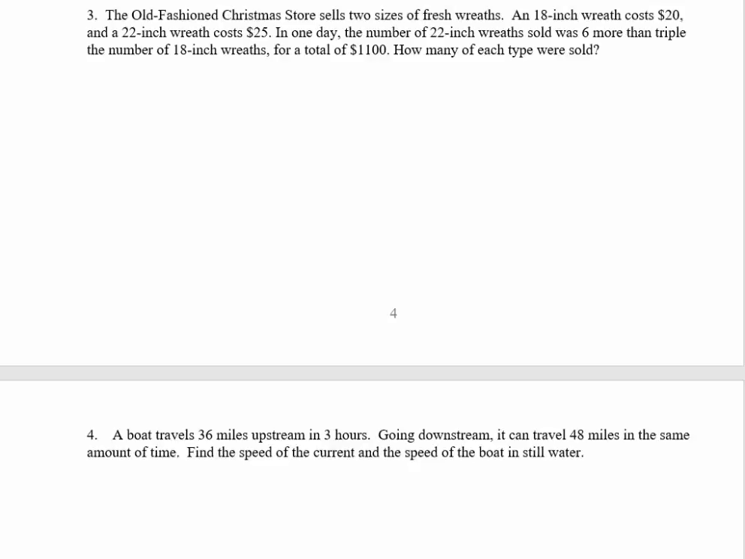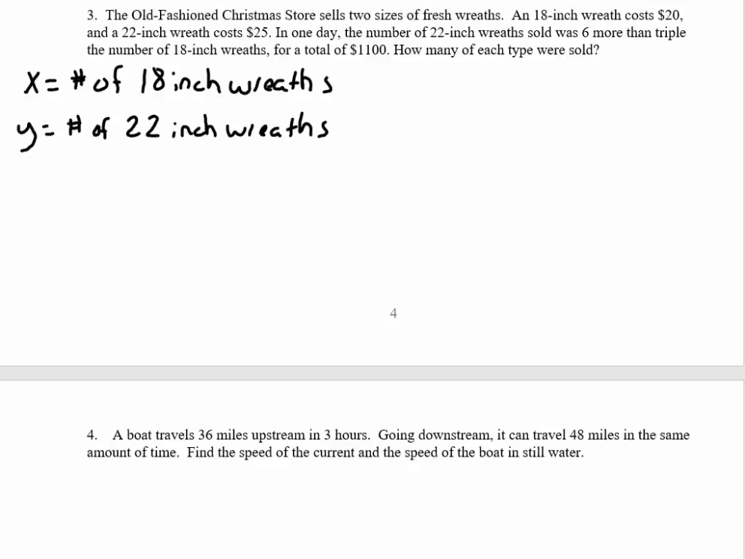It might be a little bit confusing when we first read it, so read it a couple of times and then let's get picky. Let's first pick out what they are asking for. Looking at the question, it says how many of each type were sold. So we know that our variables are going to represent the number of wreaths sold. We'll let x equal the number of 18-inch wreaths and y equal the number of 22-inch wreaths.